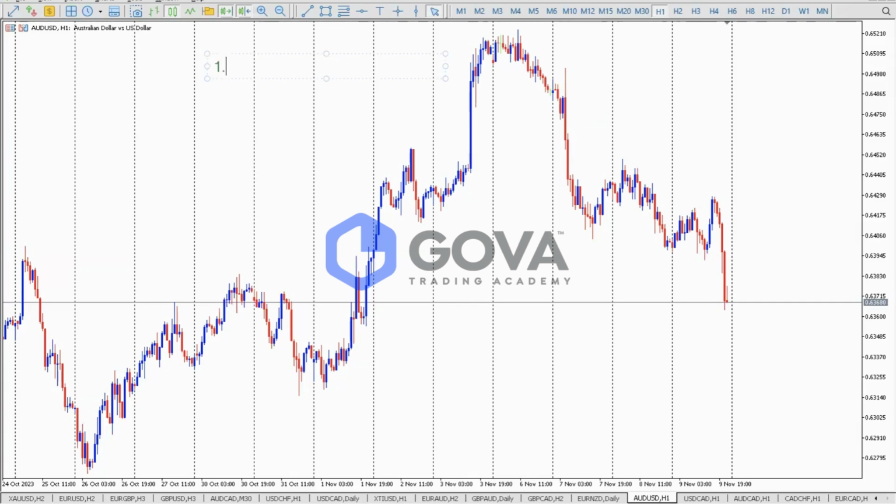The first type of location we have is the psychological location level, which is number one. Number two, we have the D1 candle location. So these are the two types of location that we have.